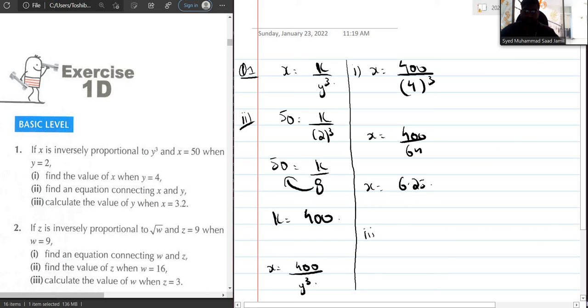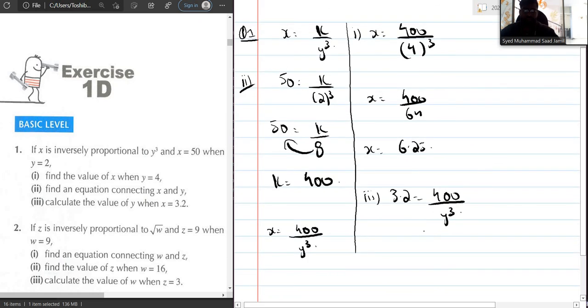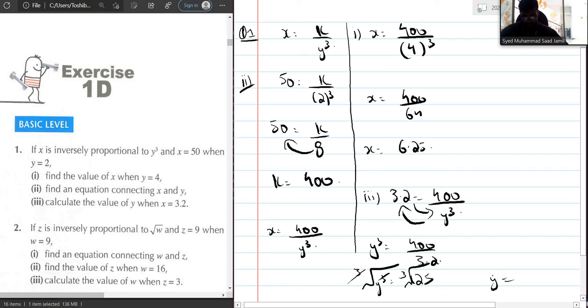Now let's do part 3. Calculate the value of y when x equals 3.2. So instead of x, write 3.2 equals 400 upon y cube. y cube will go up here and 3.2 will come down here. y cube equals 400 divided by 3.2. So 400 divided by 3.2 is 125. y cube equals 125. Take the cube root of both sides, so that this cube gets cancelled out. So y equals 5. And hence you're done with the question.